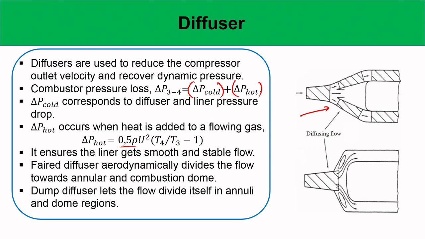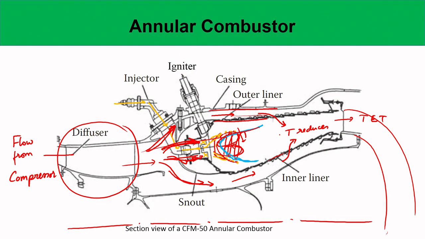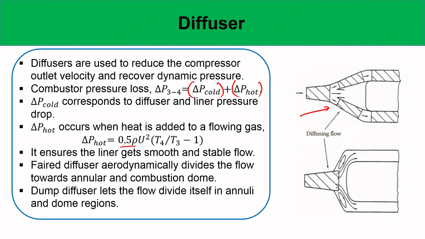So for this diffuser, there is no way to essentially tell the flow that you go this path, you go that path. All you can do is design the diffuser in a manner so that this flow gets divided into the proportion that the combustion designer wants. The equivalence ratio here will be essentially governed by how the diffuser is segregating the flow into the main dome region as well as the outside region. That is why the diffuser plays a very important role.